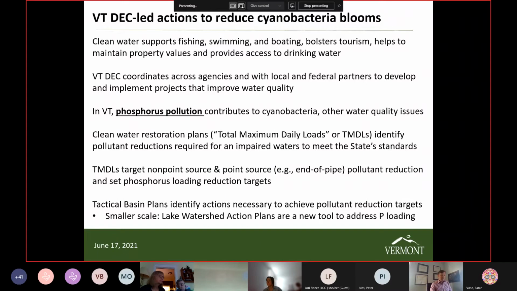And DEC also uses tactical basin plans, with the state divided up into about 15 different basins. And those plans at that scale identify actions necessary to achieve our pollutant reduction targets. And just recently, the Vermont Lakes and Ponds Program, working with other partners, has begun working at a smaller scale, at the scale of actual lakes and their watersheds, to identify the stressors to those lakes and identify also projects to mitigate those stressors. And so we're starting to use this Lake Watershed Action Plan as a local level tool.